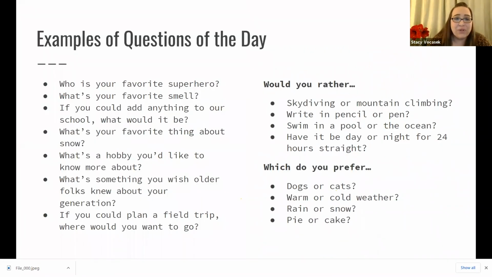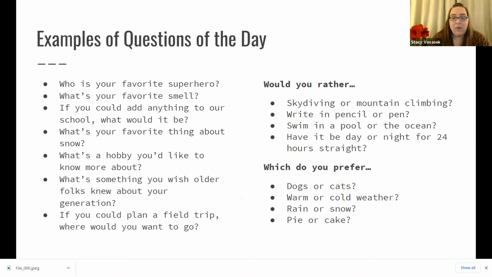So just some examples of questions that we have done in the past. If you could add anything to our school, what would it be? There were some really interesting answers for that one. If you could plan a field trip, where would you want to go? What's something that you wish older people knew about your generation? So you could get deep with these questions, but you could also be like, who's your favorite superhero? Which could also be deep.